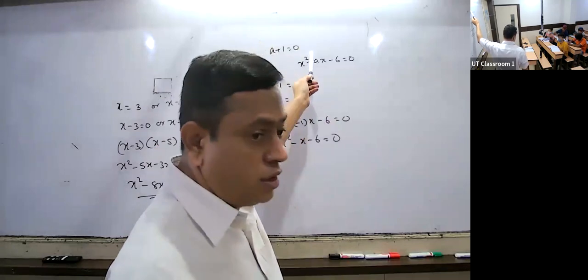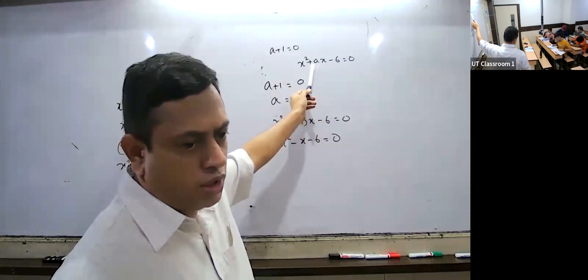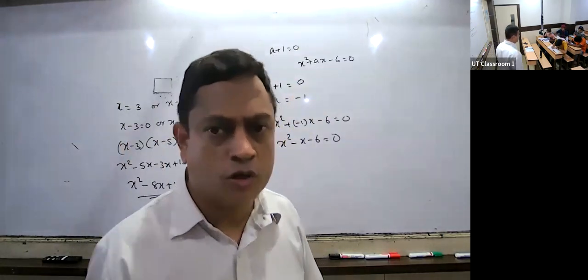So how will you get it? x squared plus minus 1. From here, what is the value of a? Minus 1. So substitute over here. Substituting, we get this one, then solve it. Copy all, follow.